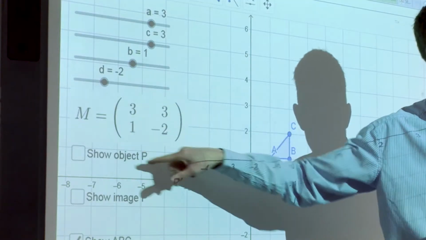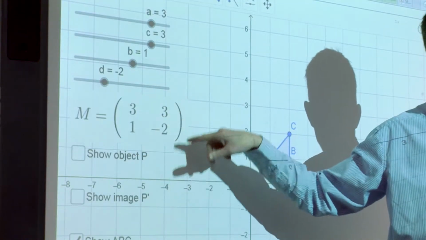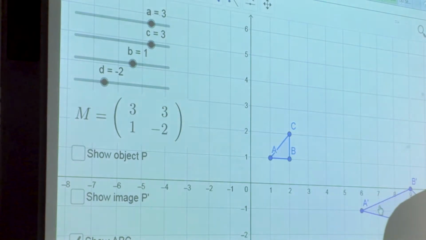What we're going to do is we're going to take a step back, and we're going to think about what matrices you would have for those simple transformations we did at GCSE.